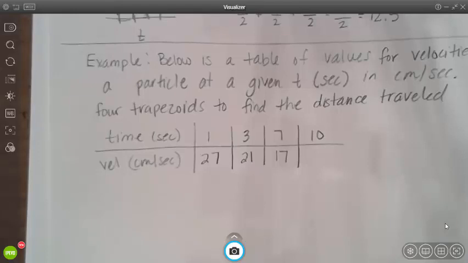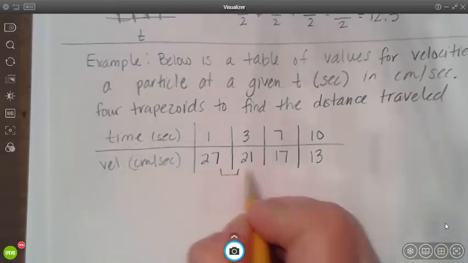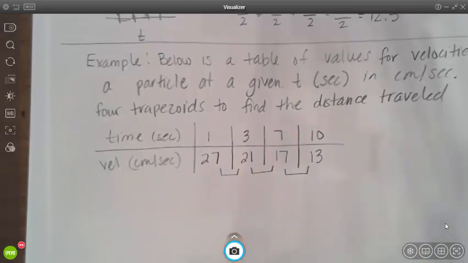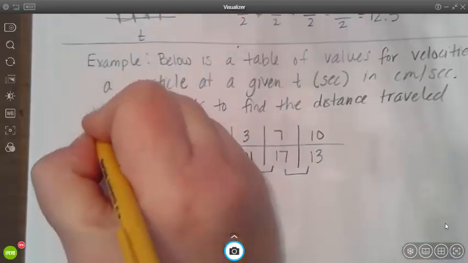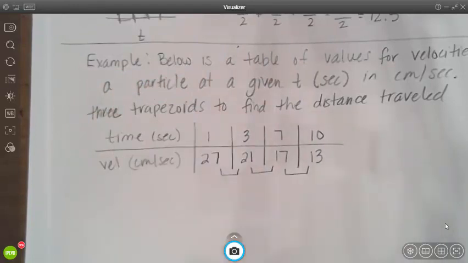Okay, so now we're going to use the trapezoidal rule. So here's 1 interval, here's 2, there's 3. Oops, I said use 4 trapezoids. We're going to use 3 trapezoids. Sorry about that. I can hear some of you sighing right now because I changed something and that irritates you, so I'm sorry.